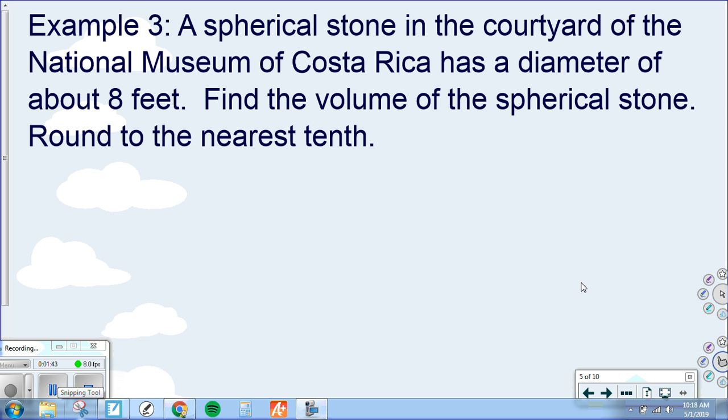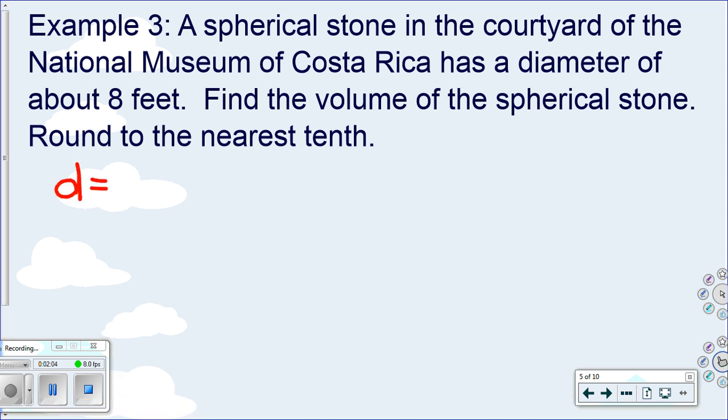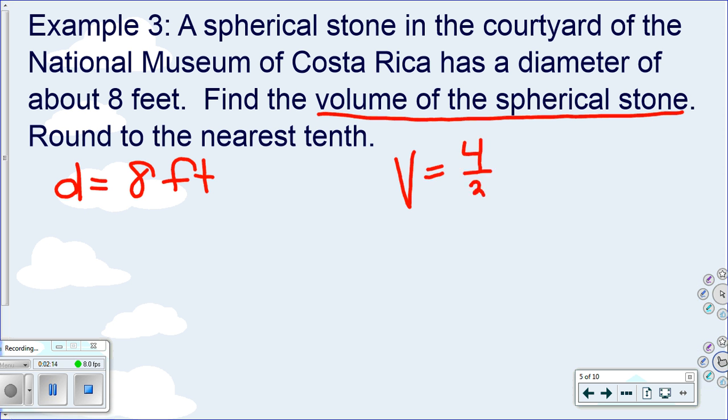Moving on to our next example in your notes. A spherical stone in the courtyard of the National Museum of Costa Rica has a diameter of about 8 feet. Find the volume of the spherical stone, round to the nearest tenth. So, what is the important information they give us in this problem? Yeah, they tell us the diameter is 8 feet. And we know we're finding the volume of a spherical stone. So our formula is 4/3 pi r cubed.